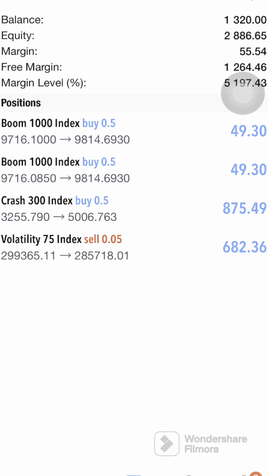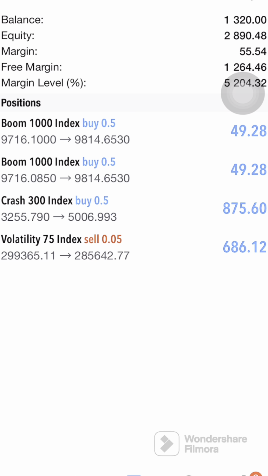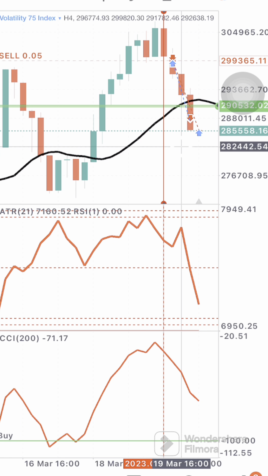I'll close one and leave one running so that I can see. But honestly, since this market is still in a downtrend, I'll just leave this one running. But that's where I book profit. That is how to exit your trade using this awesome volatility 75 index sniper entry strategy.